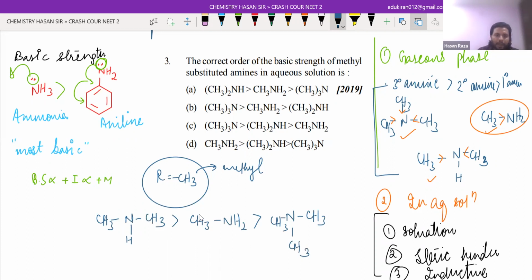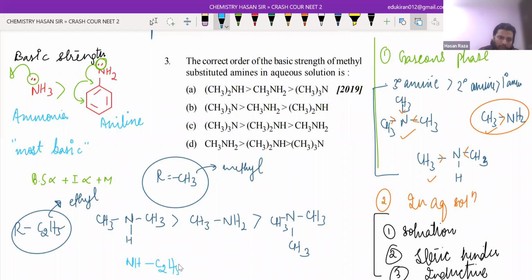This is the basic question. And if your R is alkyl group, C2H5, sorry, not alkyl, R is ethyl group, then again 2-degree will be the most basic, and then comes your 3-degree, C2H5 whole thrice I'm gonna write instead of 3 times, 3-degree, and then comes, at the end, the 1-degree.